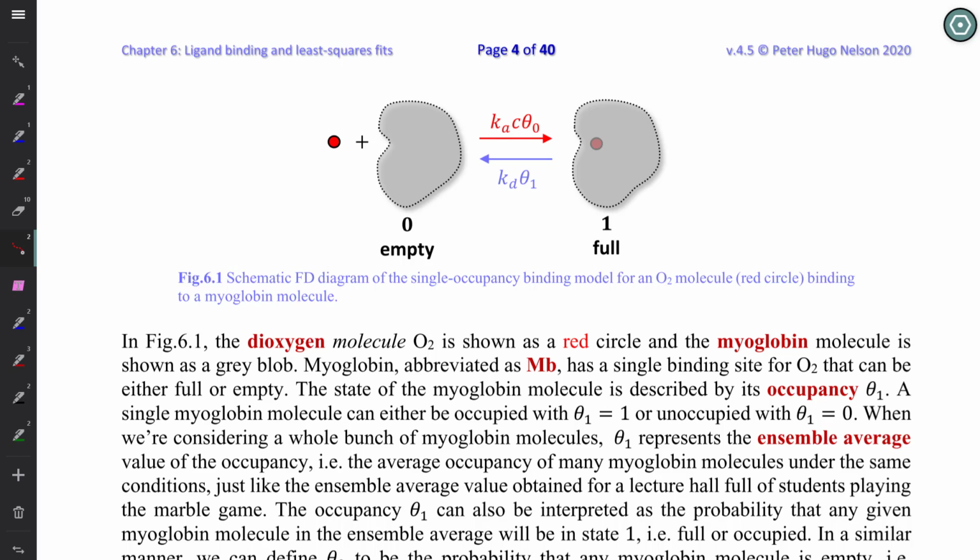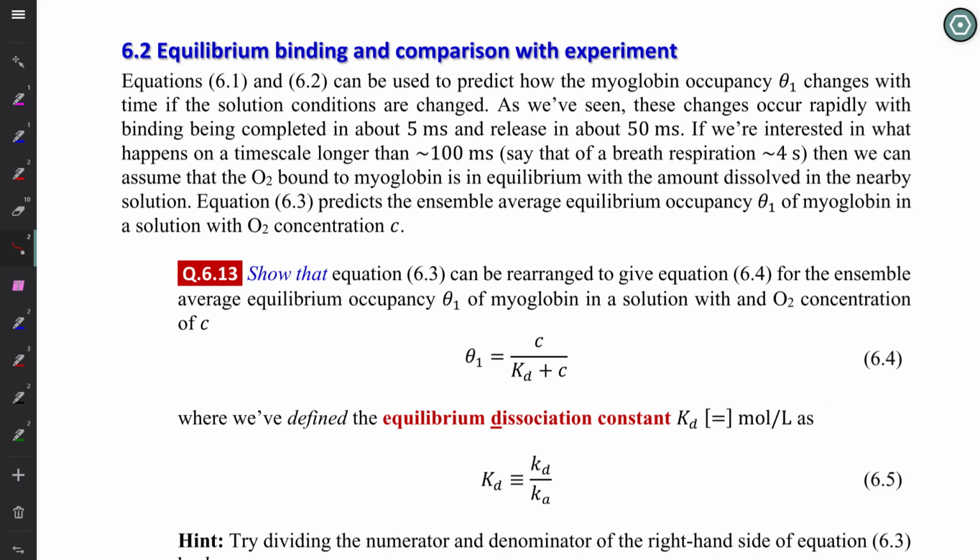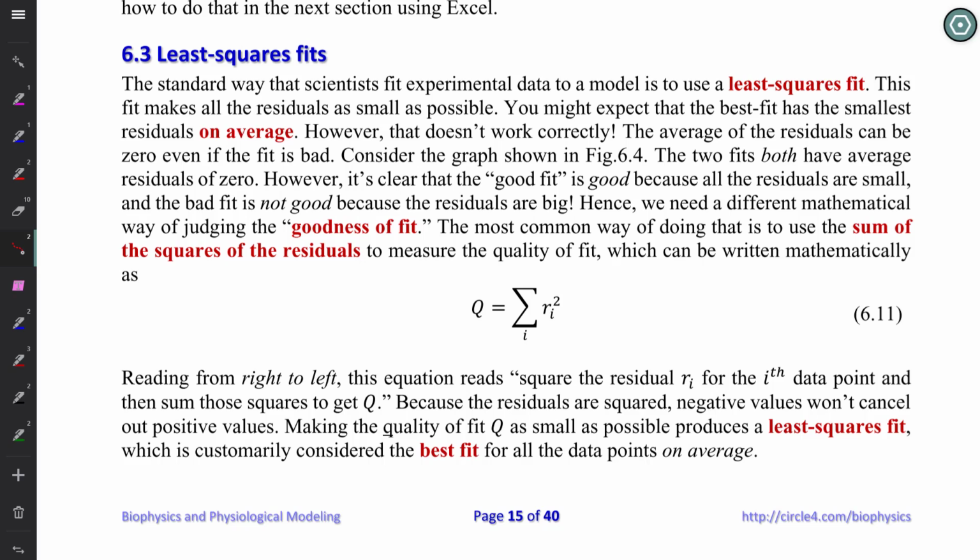The example that we use is oxygen binding to myoglobin. Using the finite difference method, students are able to derive an equation for the occupancy of the myoglobin molecule as a function of concentration of oxygen molecules. Students are then introduced to the method of least squares fits to fit the nonlinear equation, and Q is the quality of fit for the sum of the squares of the residuals.